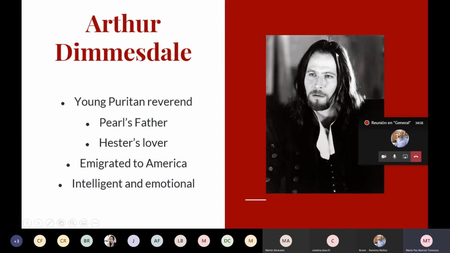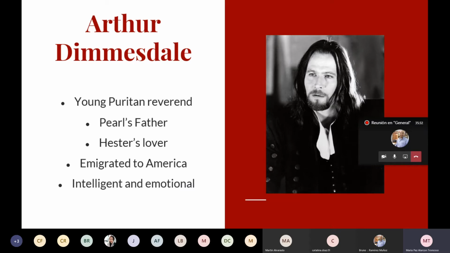Here is Dimmesdale. He is portrayed by Gary Oldman in the modern version of this story. He's a young Puritan reverend. He is very emotional and very intelligent. He's Pearl's father and Hester's lover. He gained fame in England and then he emigrated to America.